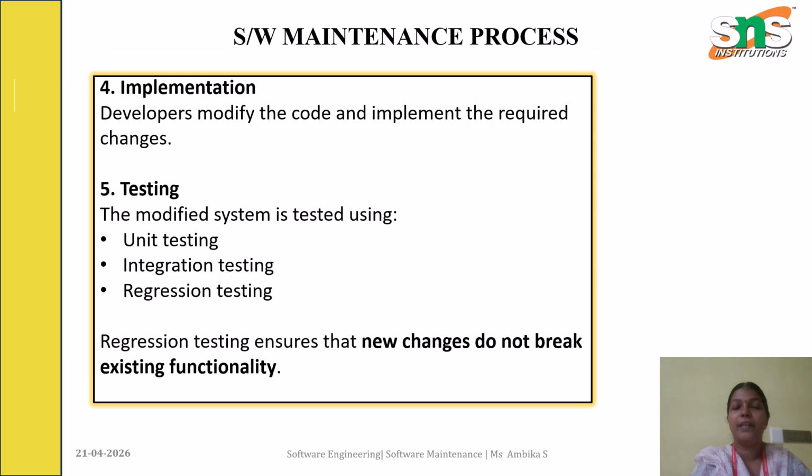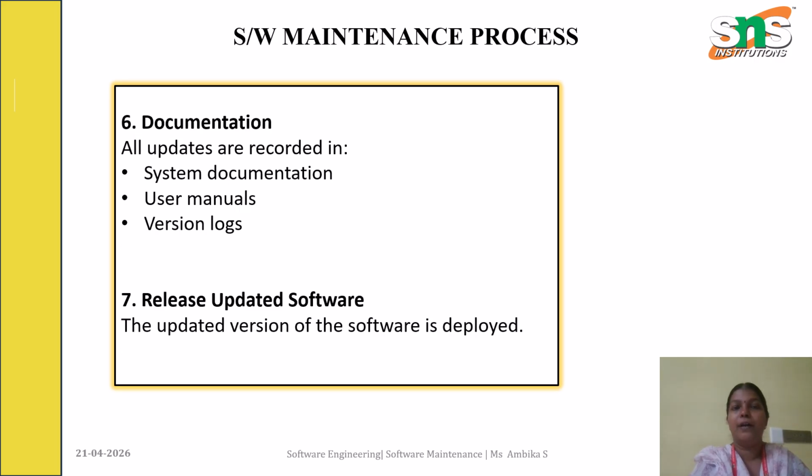Next, the implementation. Here the developers modify the code and implement the required changes. Next comes testing. Here the modified system is tested using unit testing, integration testing, and regression testing. Unit testing is done module wise. In integration testing, the modules are combined and tested. Regression testing ensures that new changes do not break the existing functionality.